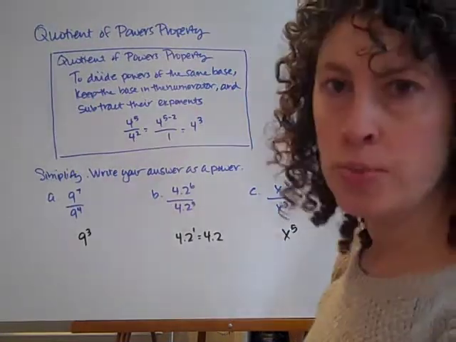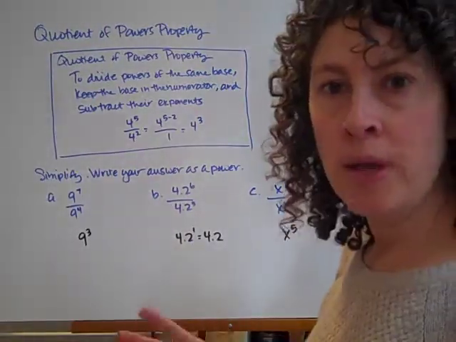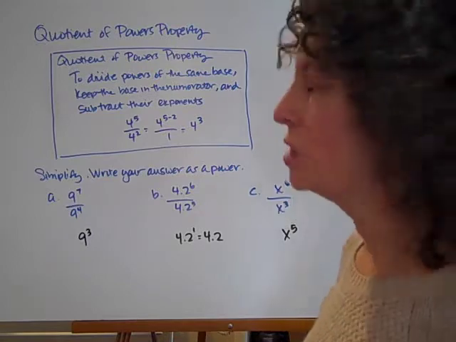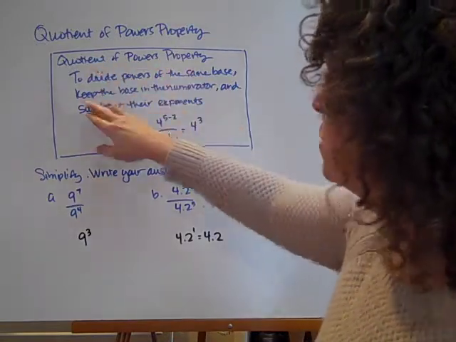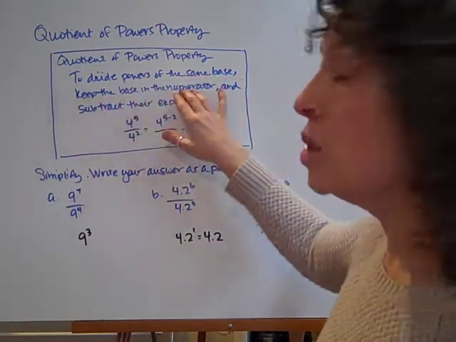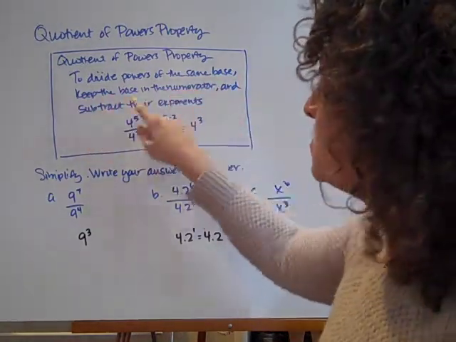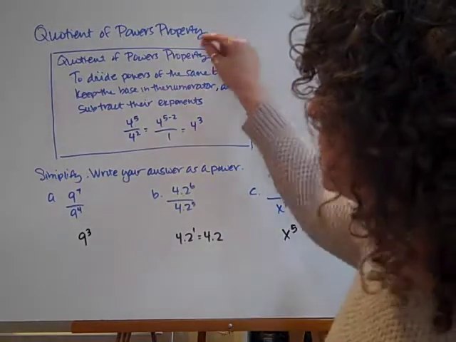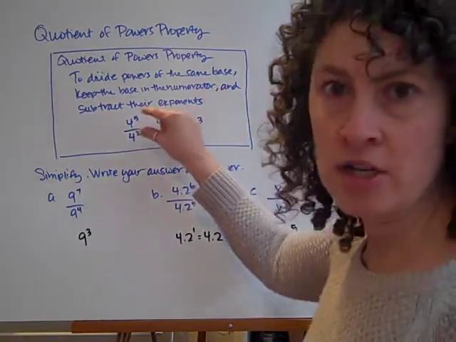Quotient of powers property. So we've been talking a lot about multiplying. Let's take a look at how dividing works with our powers. So, quotient of powers property: to divide powers of the same base, keep the base in the numerator and subtract the exponent. So when we're talking about a quotient of powers, we're going to be looking at a fraction.